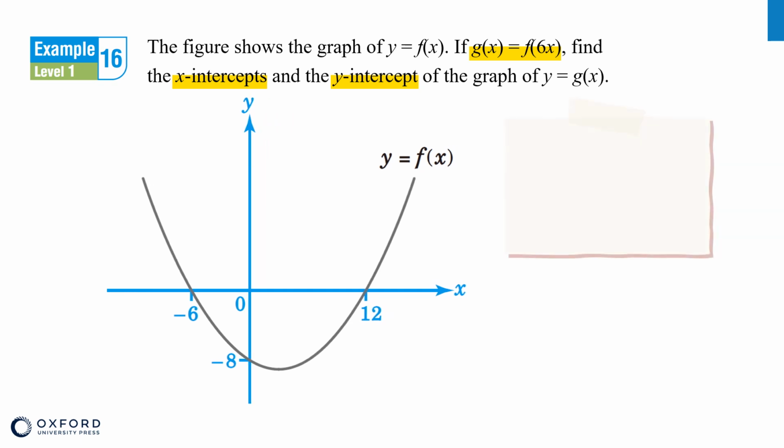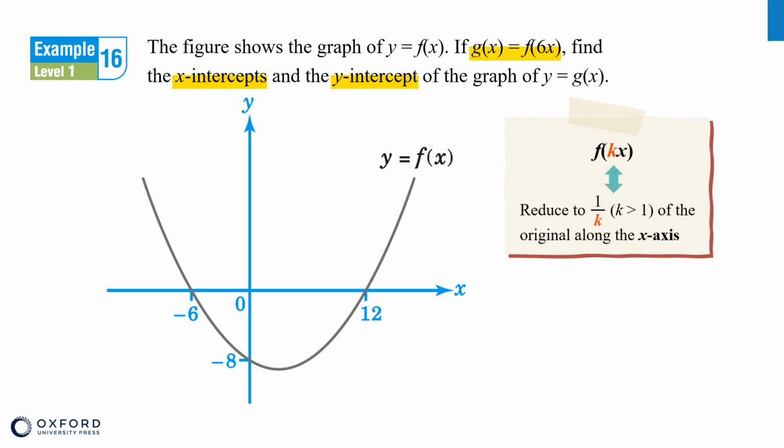If you recall, when a function becomes y equals f of kx, where k is greater than 1, the graph is reduced to 1/k of the original along the x-axis. That means if g of x is equal to f of 6x, the graph should be reduced to 1/6 of the original along the x-axis. If you can't recall the above and are not sure if the graph of the new function is enlarged or reduced, try to think in the following way.